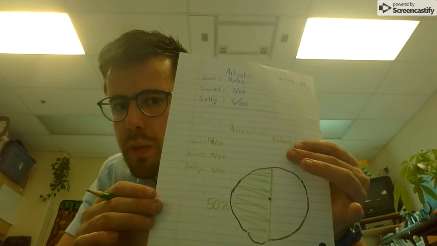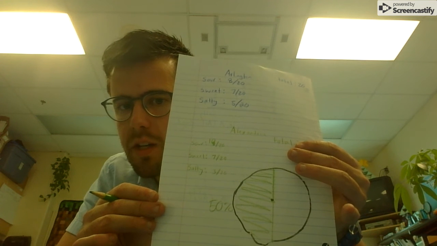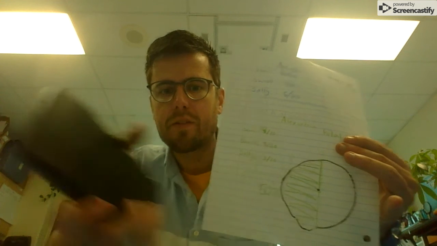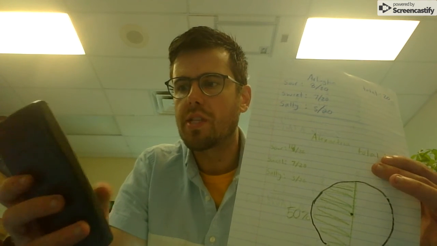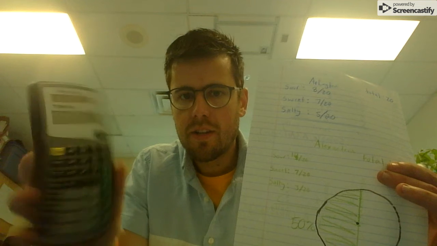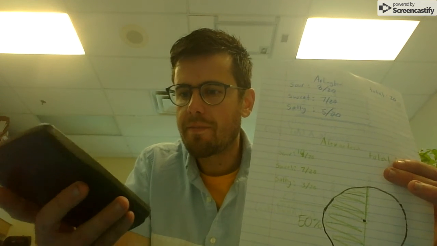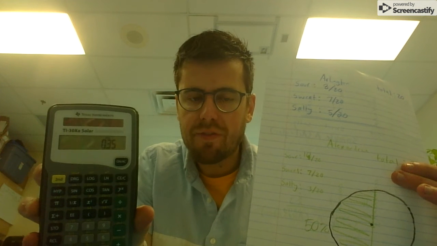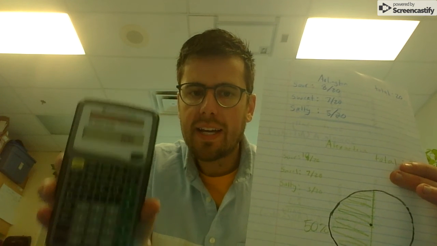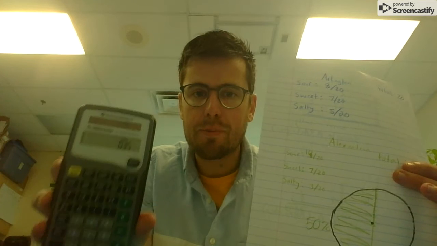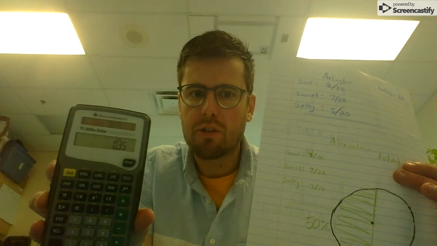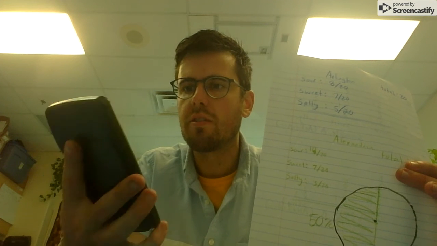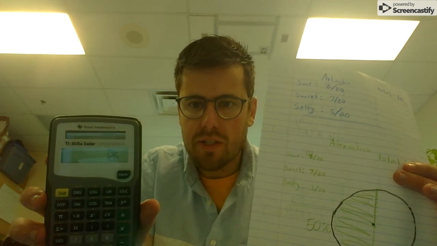Let's do our next one, sweet, which is less straightforward. That one is 7 out of 20. So I'll use the Bella strategy. 7 divided by 20 equals 0.35 or 35%. Again, the strategy is to multiply this times your new total, which is 360 degrees, the total in the circle. And we get 126 degrees.